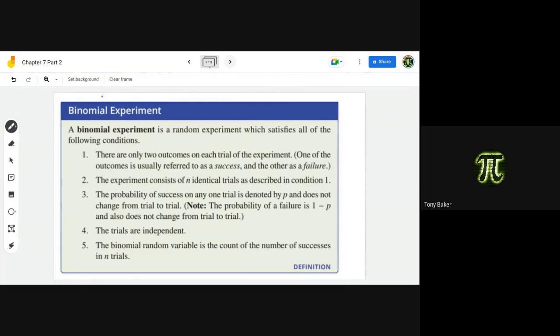So flipping a coin. You can't go, okay, on the first 10 trials, I'm flipping a coin. The next 10 trials, I'm flipping a dollar bill. Those would be different things. Okay.